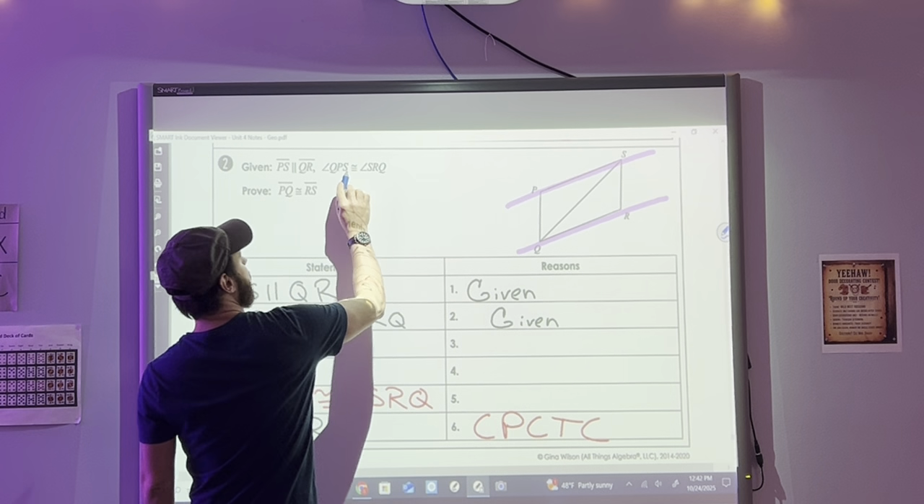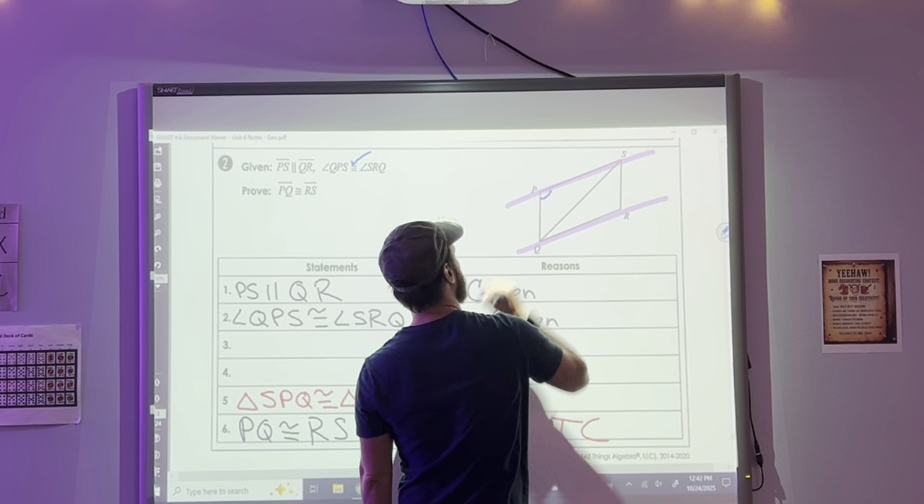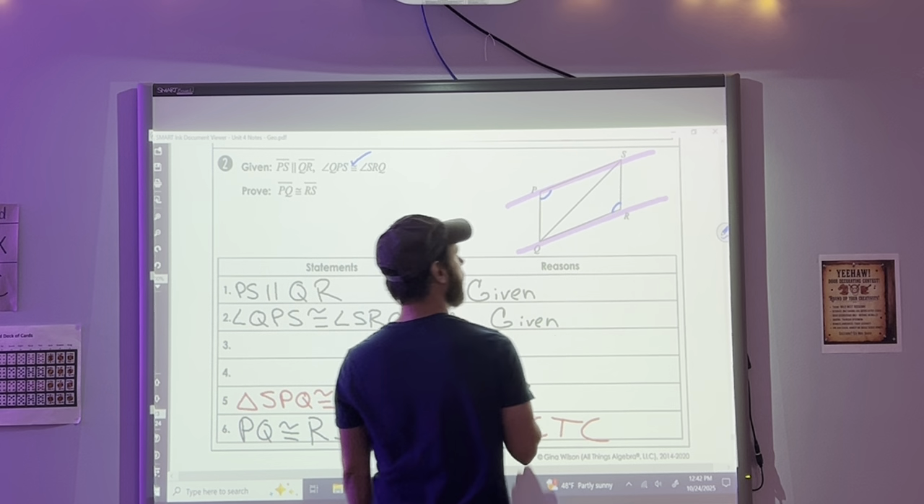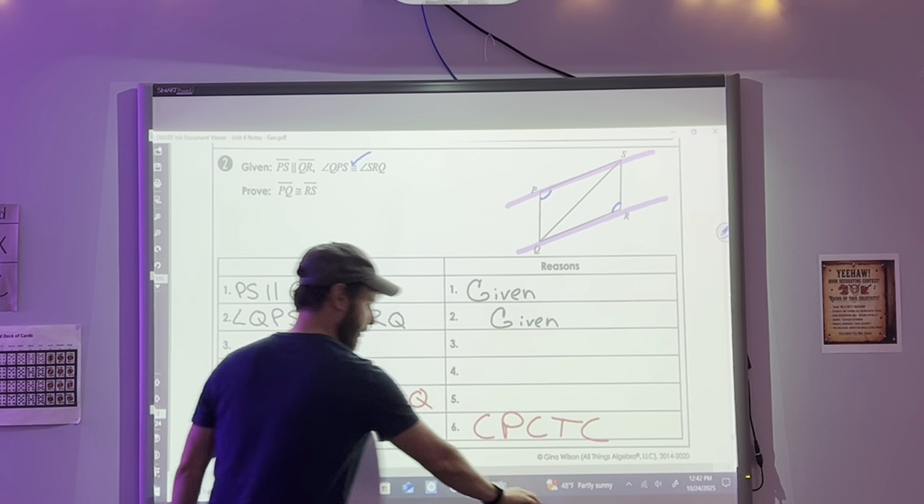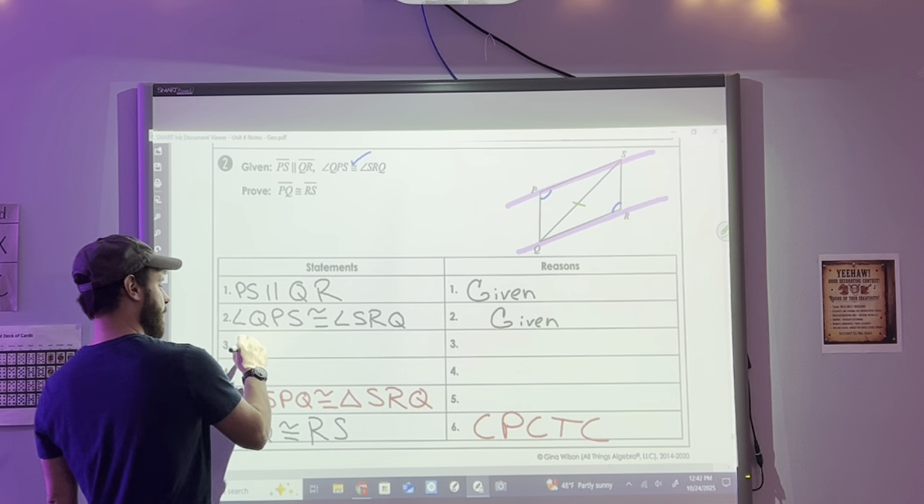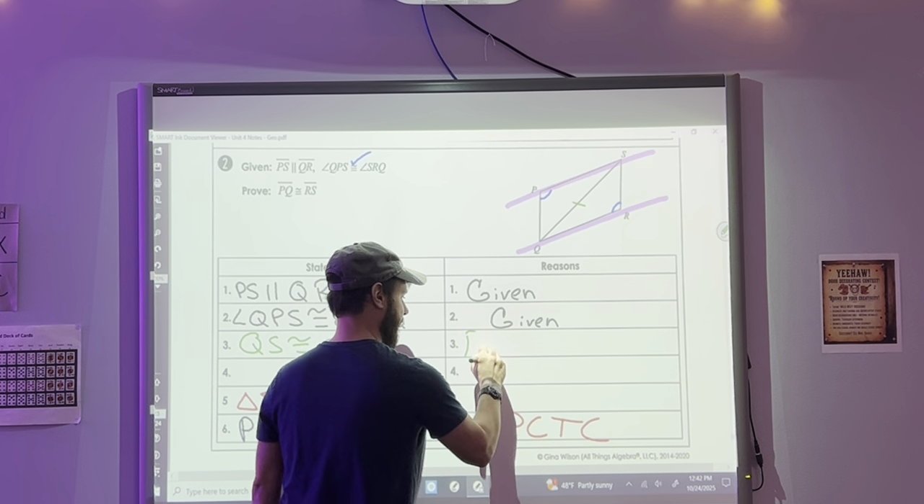But I'm gonna do this other piece of information, angle QPS, this one. It matches angle SRQ, that one. Fantastic. Do we see how there's a side that overlaps? That's important. So you're gonna say that QS is congruent to QS and it's reflexive.